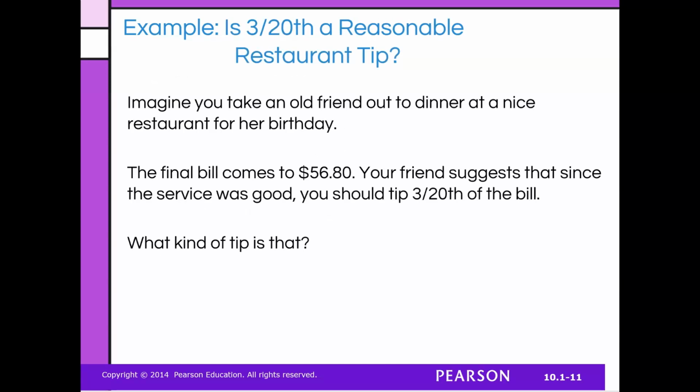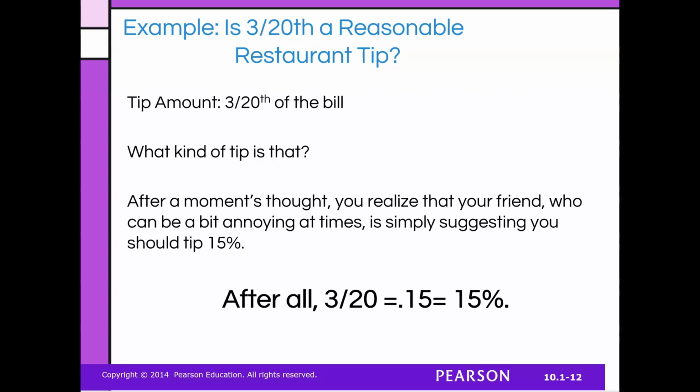Imagine you take an old friend out to dinner and they're a little strange, so they say they want to tip 3/20ths of the bill. You don't know what that means because no one talks like that. So one thing you can do is convert that fraction into a percentage. We know that 3/20 is the same as saying 3 divided by 20. When we do that in our calculator, we get 0.15, and we can move the decimal twice, and we get 15%.